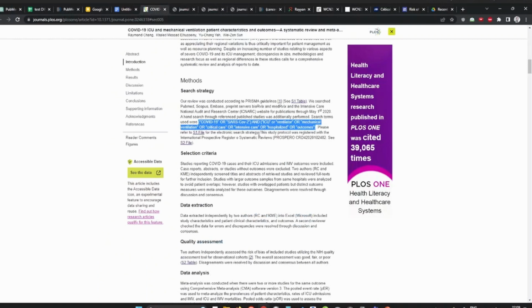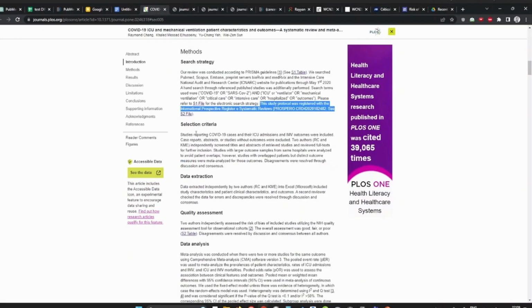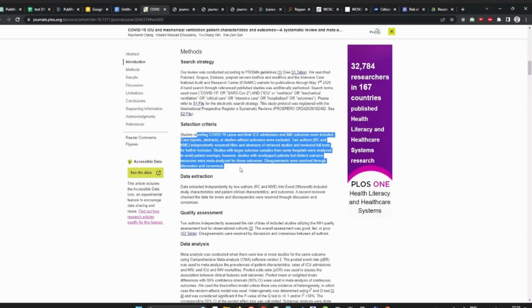They also registered the protocol in PROSPERO. We'll get into that. The selection criteria: what were the inclusion and exclusion criteria for selecting a paper while going to the screening phase? So while going to the screening phase, they had a particular inclusion criteria and exclusion criteria. Whatever they're building, you need to have expertise behind the subject first to build inclusion exclusion criteria.